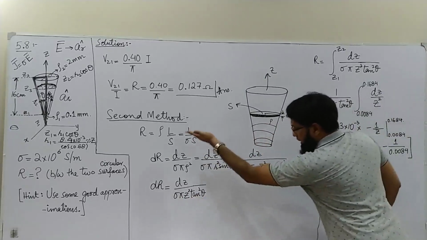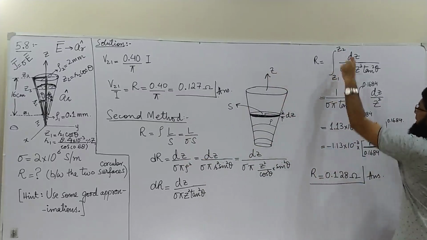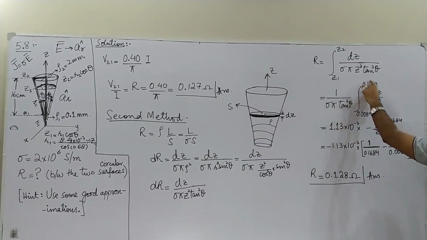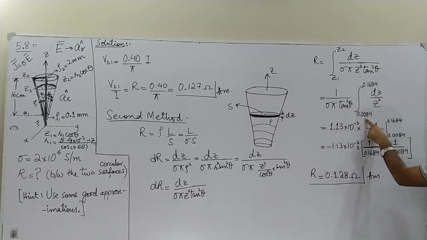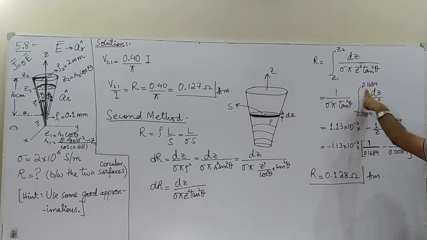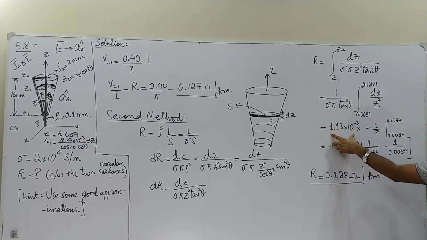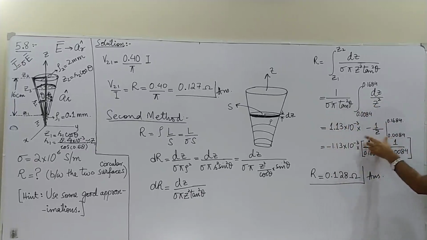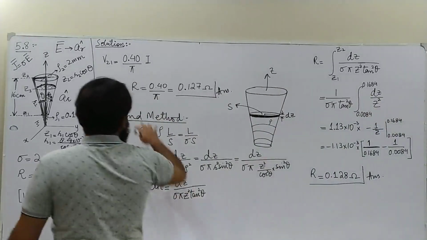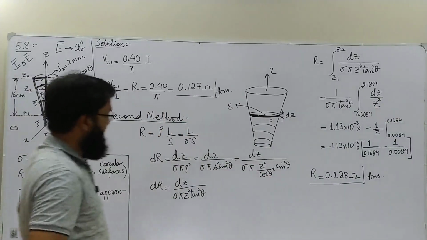Now in order to find the resistance of the whole stack, we have to integrate it from z1 to z2. Sigma pi tan theta can be taken out of the integral sign, and within the integral sign we have got this z1, 8.4 millimeters, z2 we already know. Put the values of theta, sigma and pi, you'll get 1.13 exponent minus 3. Integrate this, replace the values, and you are going to get the answer 0.128. Here we had 0.127, a relatively more accurate answer maybe, but the answers are approximately the same.